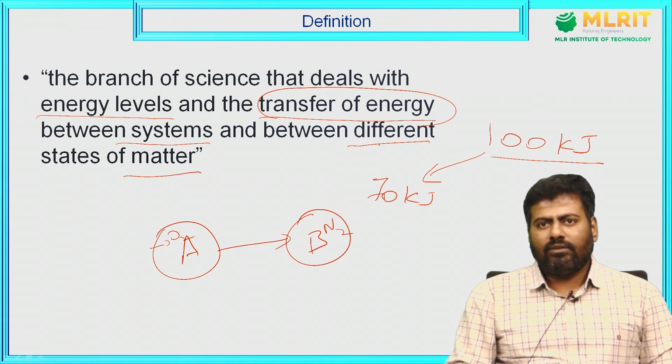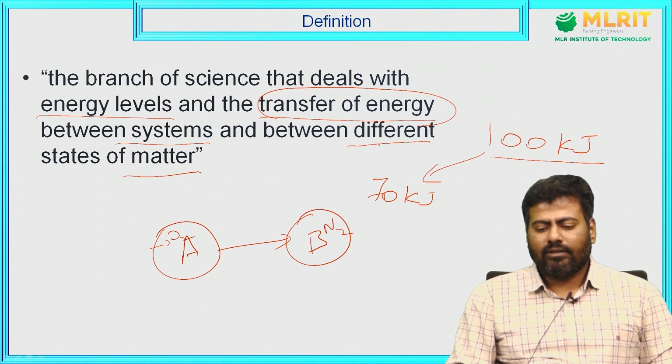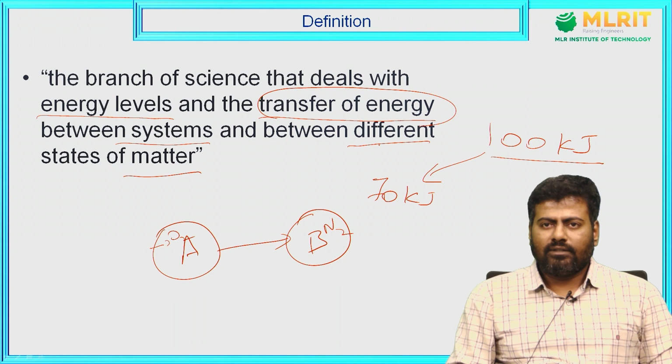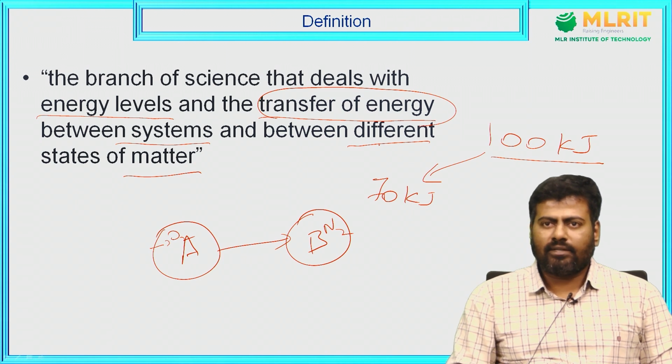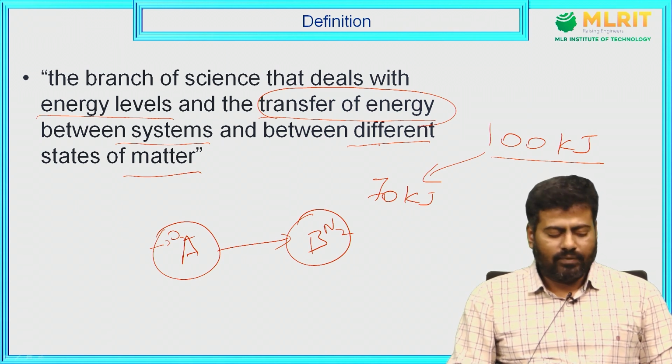That is what we are going to deal with in this thermodynamics subject. Yes, this is the simple definition of thermodynamics. In that, two parameters we need to consider. One is the energy level or capacity, and another one is the transfer of energy.